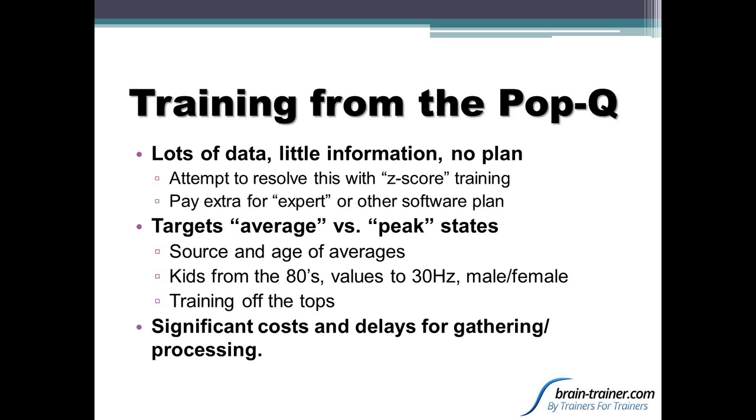Finally, the population Q is very expensive. The hardware and software are expensive to buy. You have to pay to ship the data off unless you buy a database and have somebody process it for you, wait for that to come back, and it's just something which is not quick and easy to do in your office.